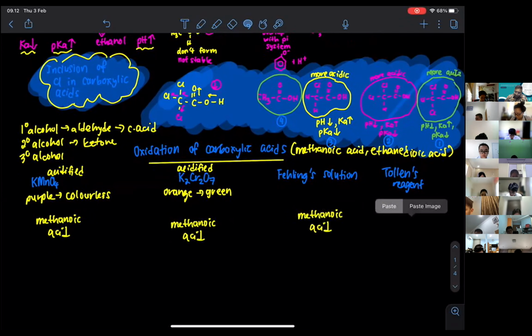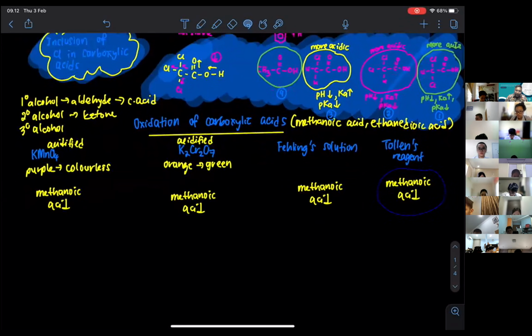Now, if you recall, Fehling's and Tollens' we use to differentiate aldehyde and ketone. Ketone cannot be oxidized, so Fehling's and Tollens' normally we use to test for aldehyde. Why? Because aldehyde can be oxidized to carboxylic acid. It's a positive test for aldehyde, so we can differentiate them. The same thing you can use for methanoic acid, because it's still going to give you a positive reaction.